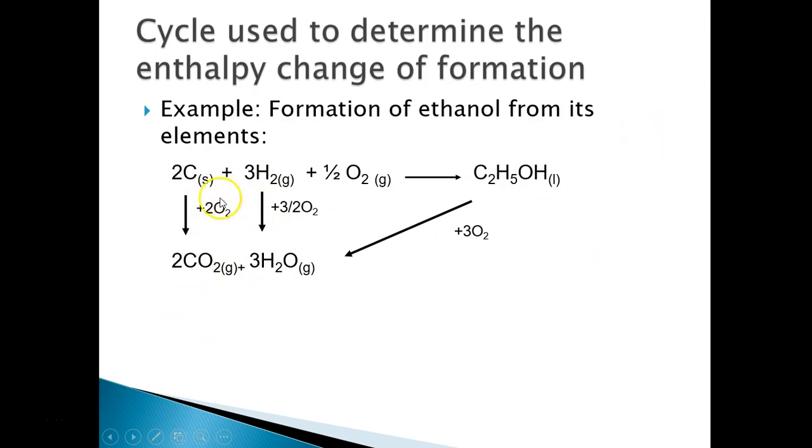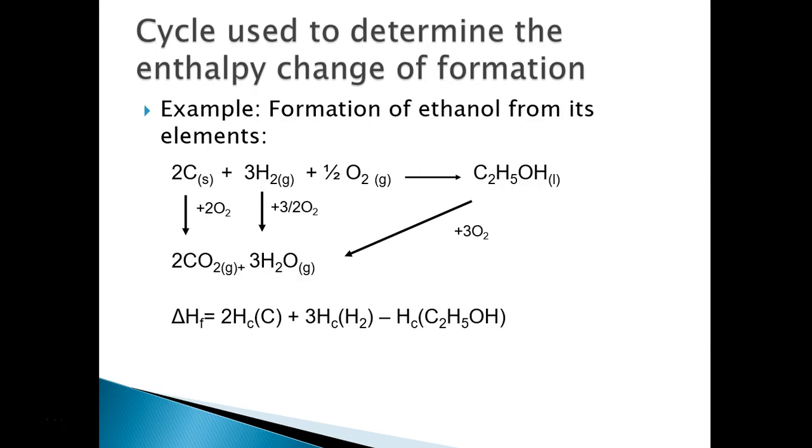Now, I did write the number of moles of oxygen that react in each step, but if you notice, we add 3.5 moles in this direction, and we're subtracting 3 moles in this direction, so we have overall a half a mole, okay? So it all does cancel out.